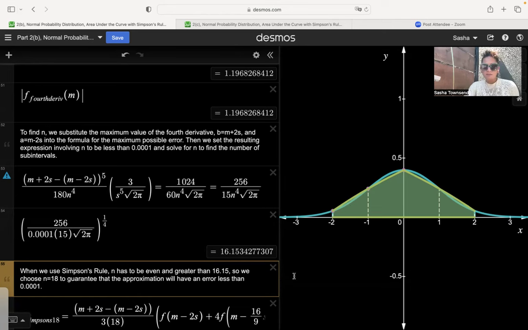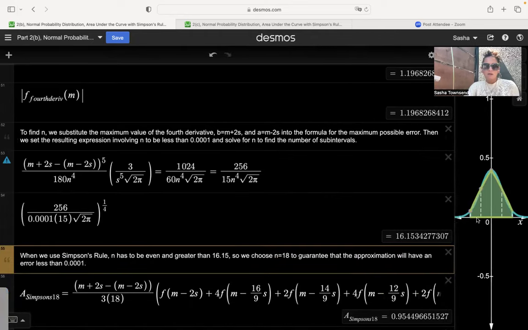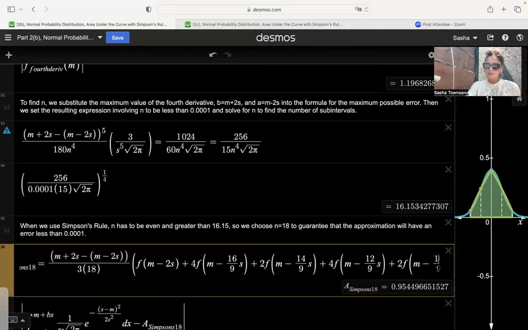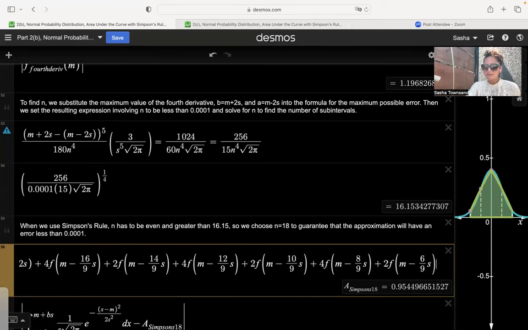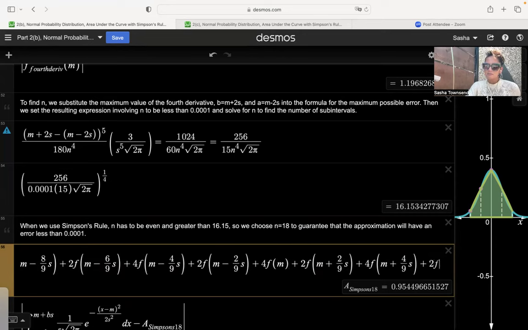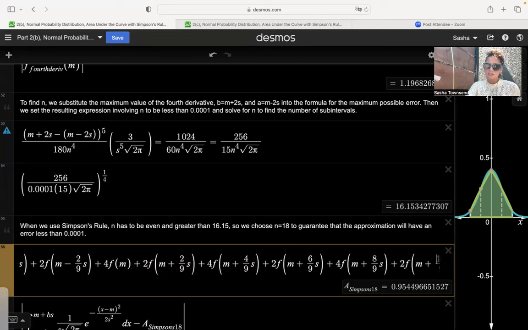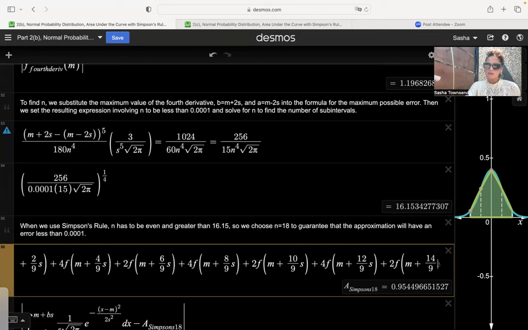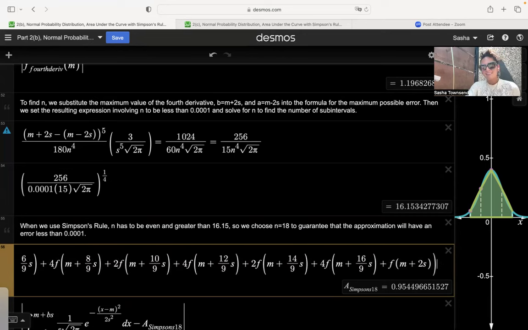So when we come up with our 18 values, we're going to start at the mean minus 2 times the standard deviation, and every time we go from piece to piece, we're going to add 2/9 of the standard deviation. So we've got the mean minus 16 over 9, minus 14 over 9, minus 12 over 9, minus 10 over 9, minus 8 over 9, minus 6 over 9, and you just keep adding 2/9 of the standard deviation to get all of those function values. There are 18 of them.